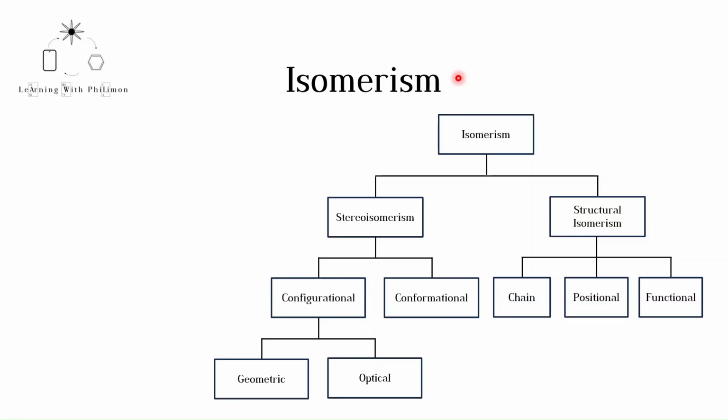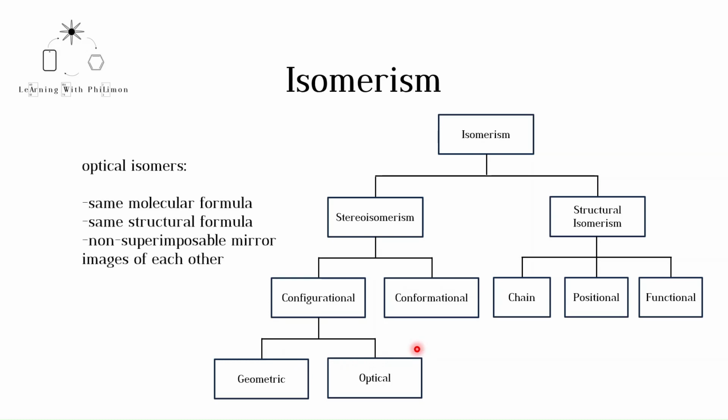In this video, we will continue to explore the concept of isomerism. In the previous videos, we have looked at structural isomers and geometric isomers. In today's video, we will focus on optical isomers. Optical isomers have the same molecular formula and structural formula, but are non-superimposable mirror images of each other. The term non-superimposable will become clearer as we work through some examples in the next slides.